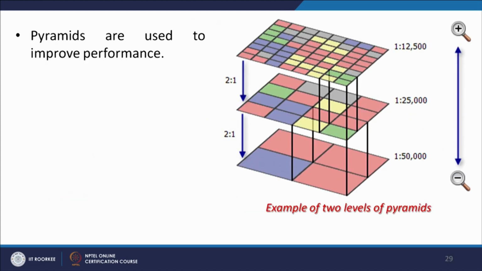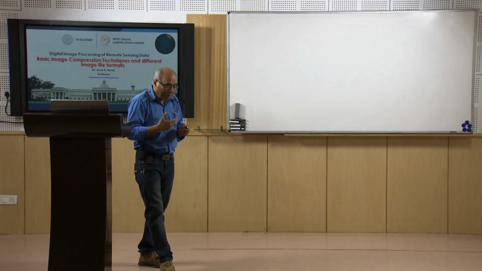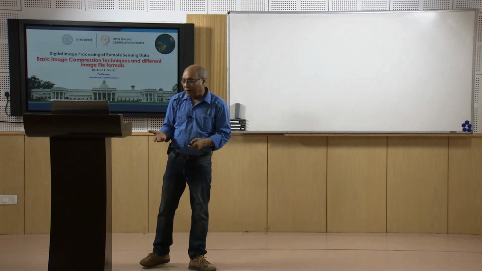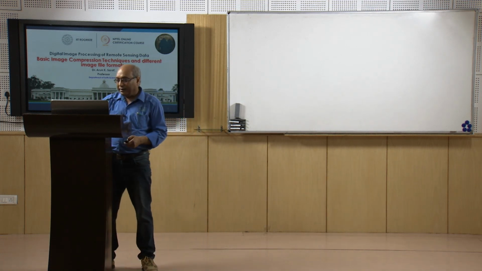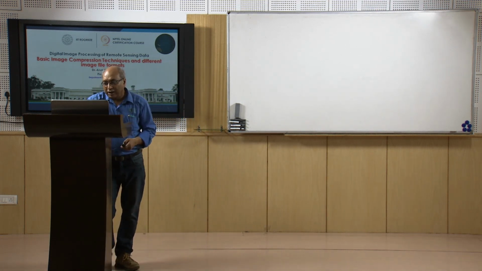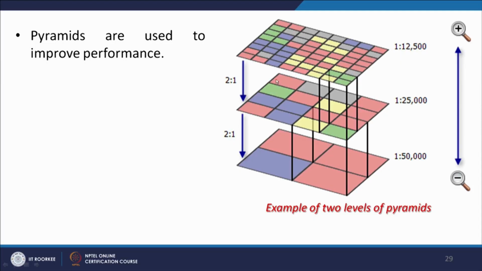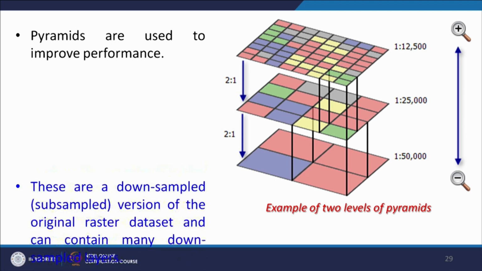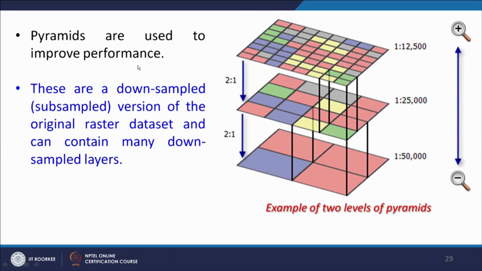Pyramids are used to improve performance because ultimately we want to quickly see the image, and this is how it is done. At different scales, different resolution images of the same area are also shown here. And once you opt to construct a pyramid, this is how the pyramid is constructed. So pyramids are used to improve performance.